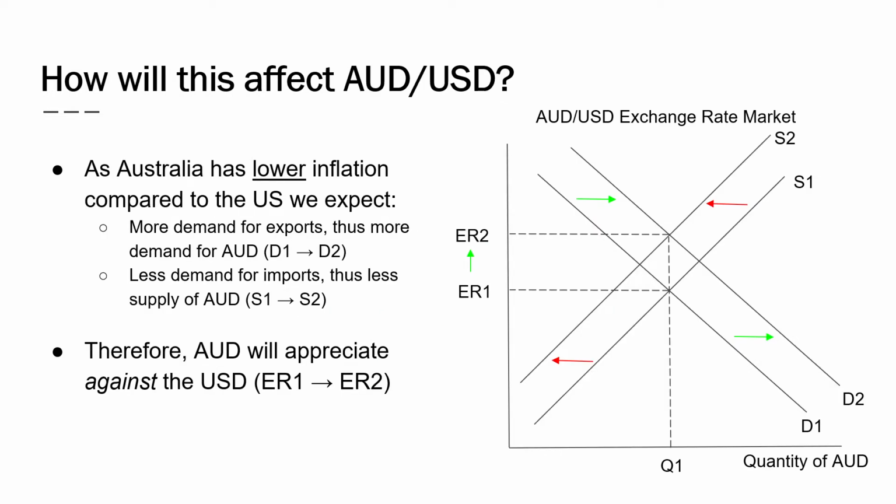How will this affect AUD to USD? As Australia has lower inflation compared to the US, we expect two things: more demand for exports, thus more demand for the AUD, and a shift to the right of the demand for AUD. We also expect less demand for imports, as it is more expensive for Australian domestic buyers to purchase imports. Thus less supply of AUD because there is less selling of AUD for foreign currency, and there'll be a shift to the left of the supply. Therefore, we believe the AUD will appreciate against the USD in regards to the inflation rate determinant.